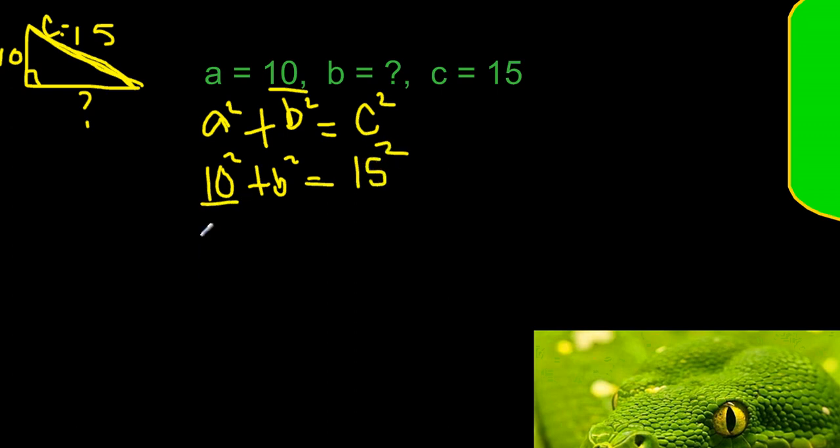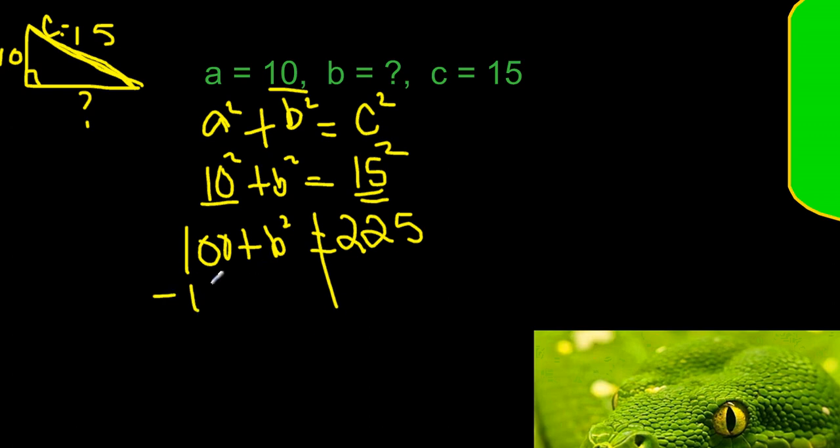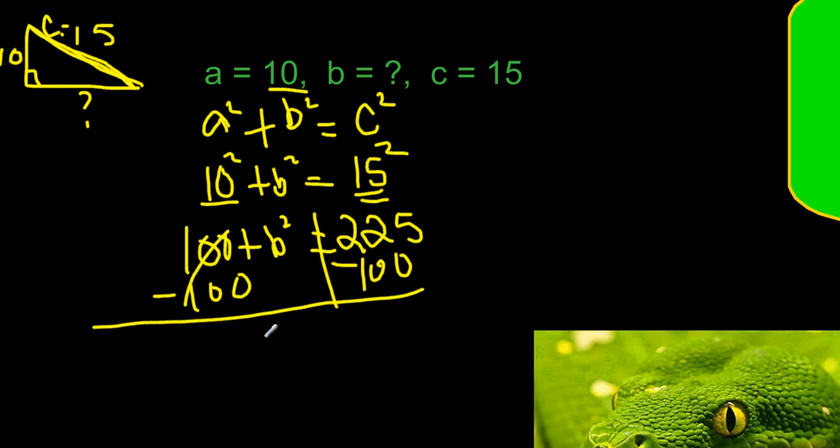We go ahead and do 10 squared, which is 100, plus B squared equals, ooh, we just were dealing with 15. What's 15 squared, Pete? 225. Beautiful. Now we're going to solve our equation. We're going to subtract 100. You do like subtraction, don't you, Pete? And we get B squared equals 125.